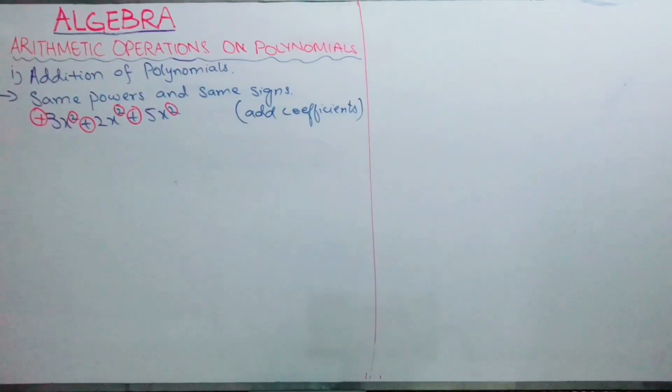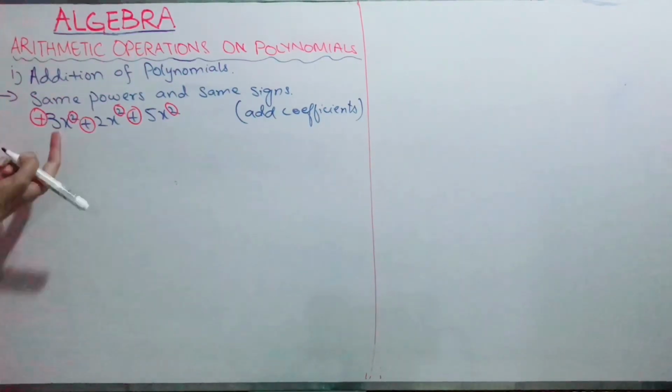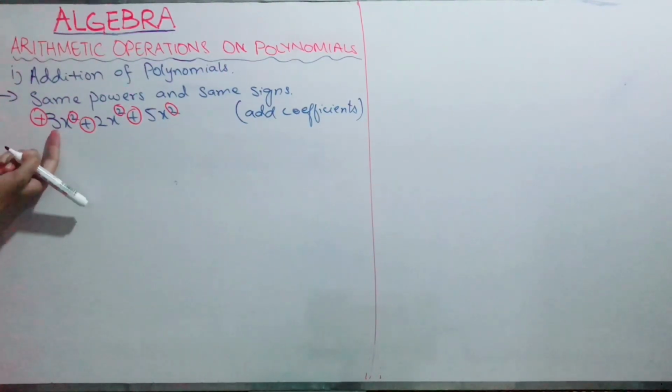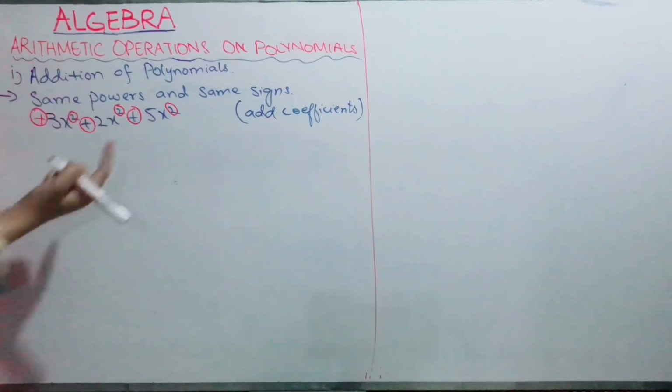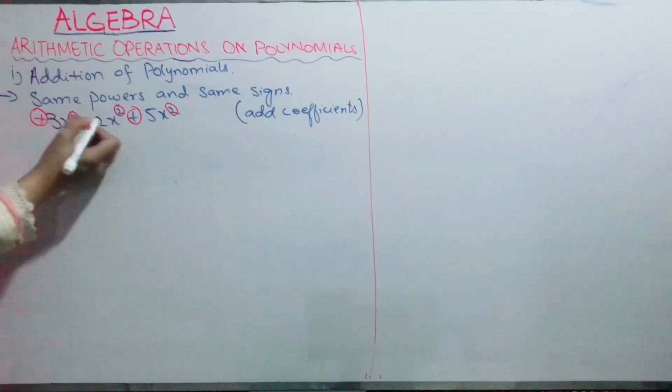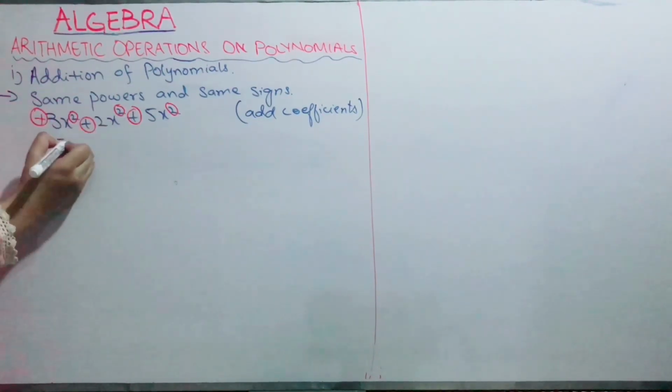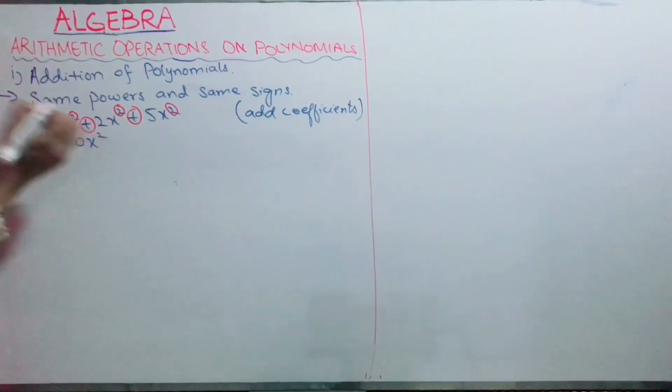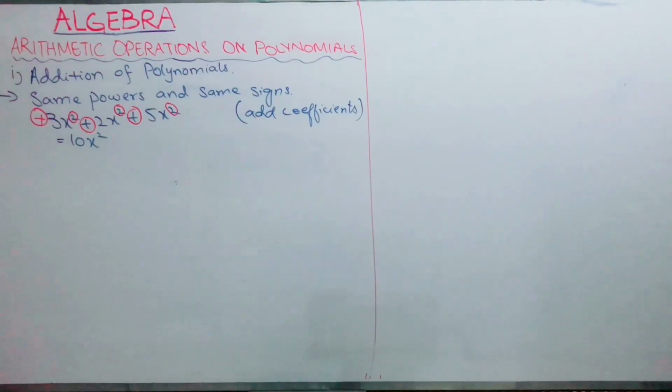So what are my coefficients? Coefficient is a number which is multiplying with the variable. So my coefficients are 3, 2 and 5. So I just have to add them. 3 plus 2 is 5 and 5 plus 5 is 10. It becomes 10x square. This was the first case, right?